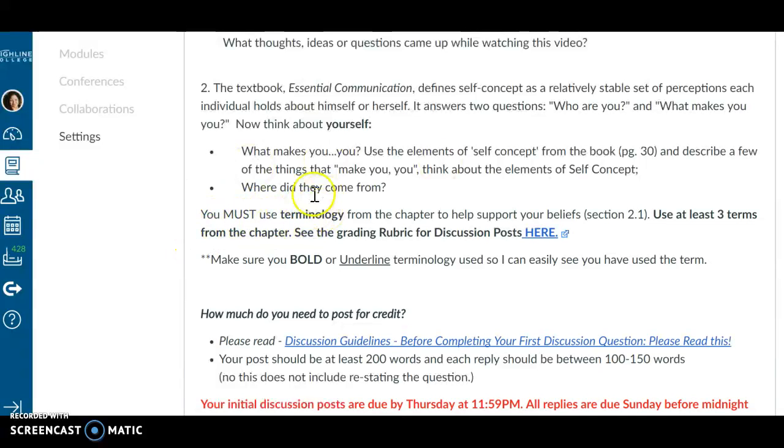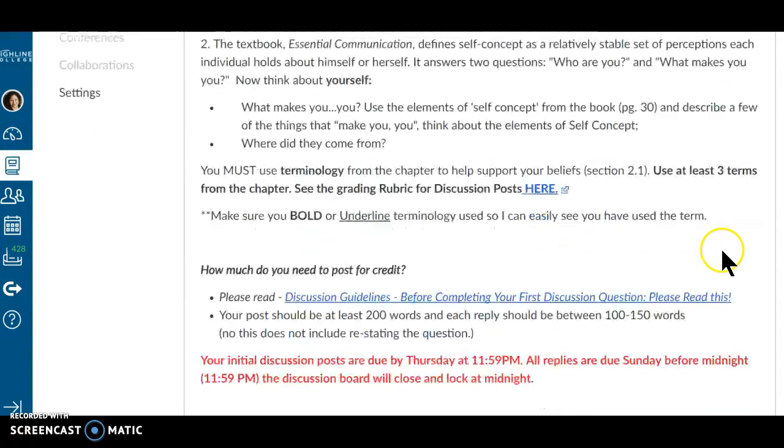You must use terminology from the chapter to support your beliefs. You can't just throw something out there. You need to also come with some sort of backup, some sort of substance. Use the terminology from the chapter. Show me that you understand how to apply the chapter readings to your real life. You can see that there's a link for the rubric right there, how I'm grading this assignment.